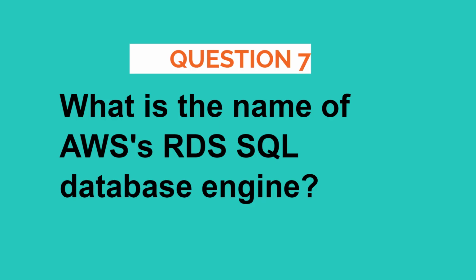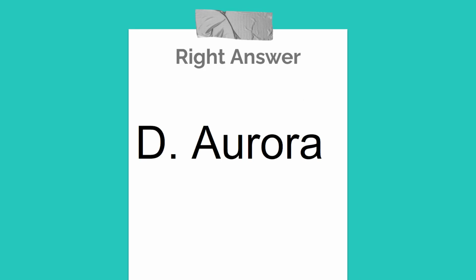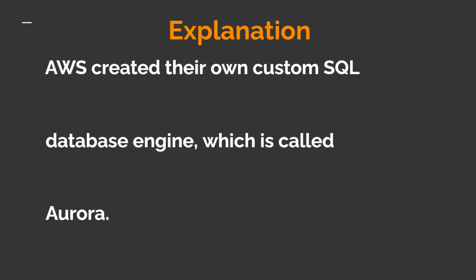Question 7. What is the name of AWS's RDS SQL database engine? Option A. Lightsail, B. SNS, C. MySQL, D. Aurora. Right answer is D. Aurora. Explanation: AWS created their own custom SQL database engine, which is called Aurora.